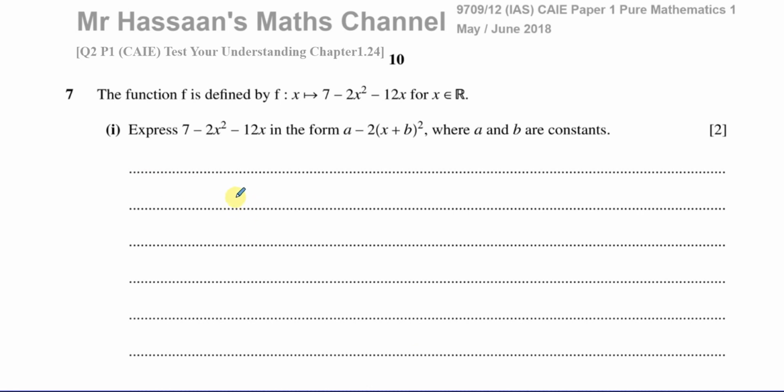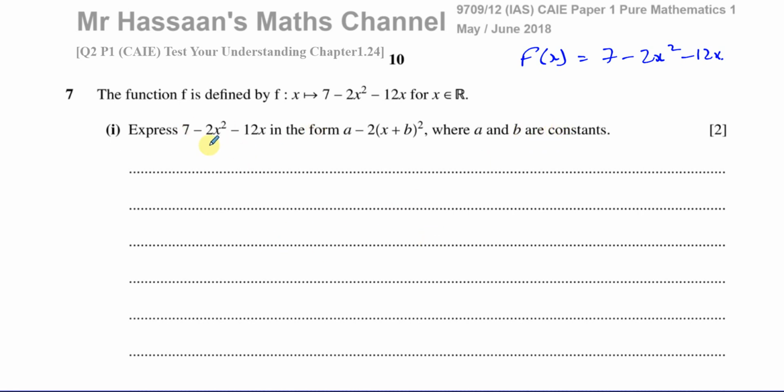First of all, it starts off telling us that the function f is defined by f: x maps to 7 minus 2x squared minus 12x, for x an element of all the real numbers. So this is the same as saying f of x equals that. It says, express this in the form a minus 2 times (x plus b) all squared, where a and b are constants. So again, we have to complete the square.